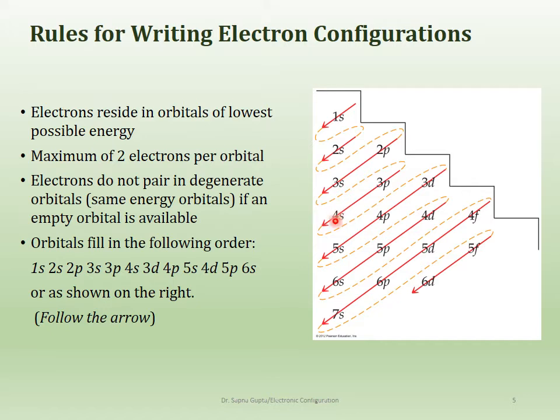After filling 4s, you actually go back into the third shell, fill the 3d, then you come out again, fill the 4p, then go all the way out to fill 5s, come back in, fill the 4d. We haven't even touched the 4f yet, so fill the 4d, 5p, 6s. By the time you're at 6s, then you come back and fill the 4f.